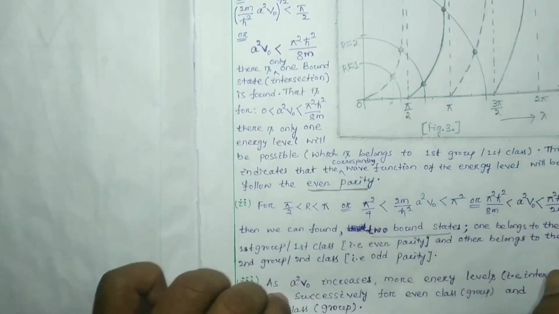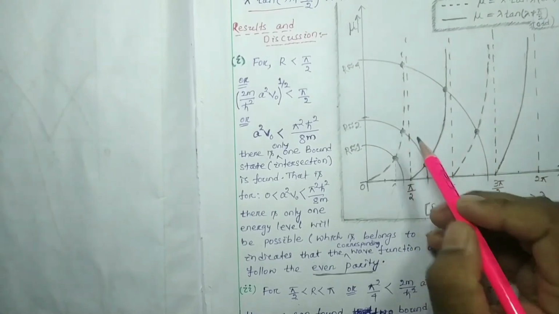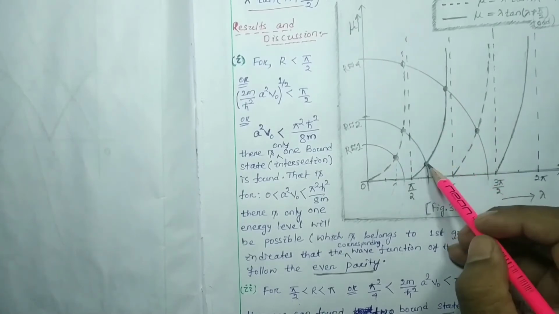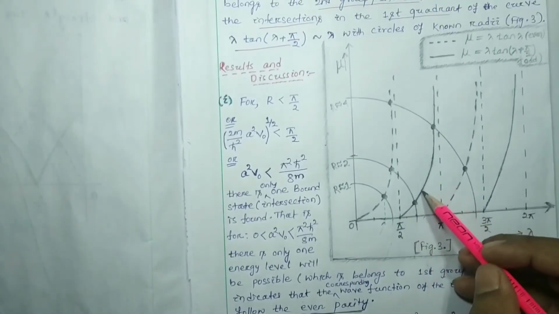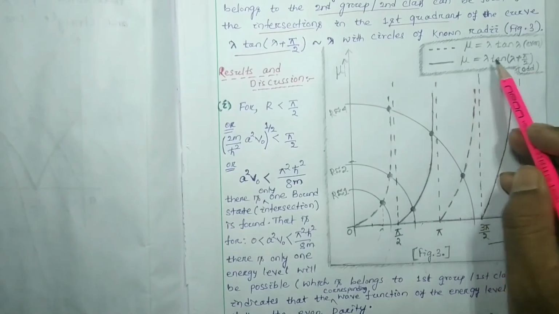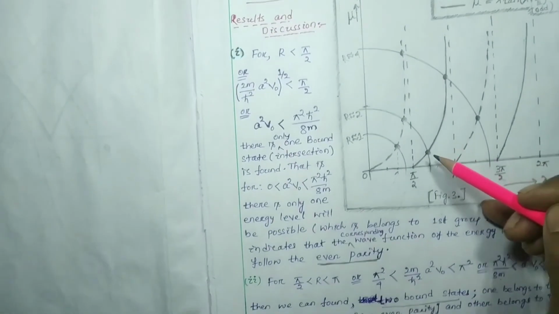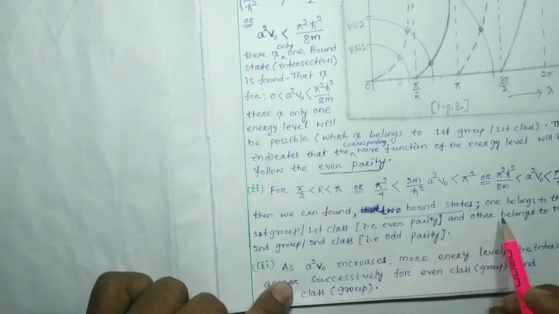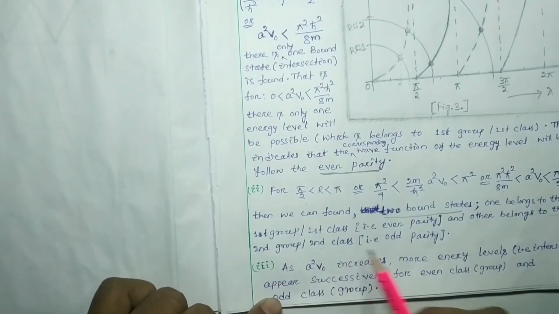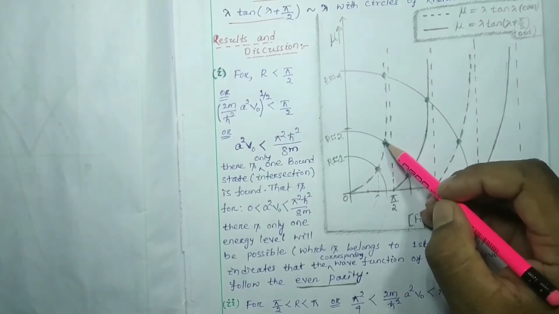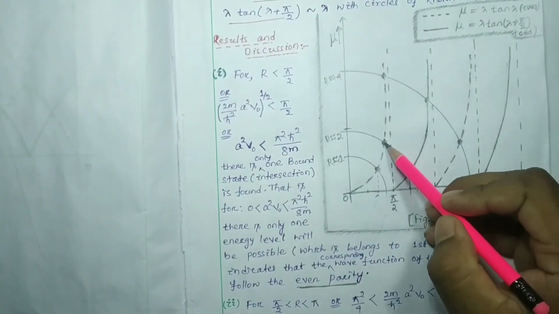One belongs to the first group. This cut or intersection belongs to the first group, and we find the even parity wave function. The other is on the dark line, which belongs to the odd, second class. So as the intersection is on the dark line, the other belongs to the second group or second class, with odd parity. Whenever the intersection is on the even curve, the first class, we get the even parity wave function.